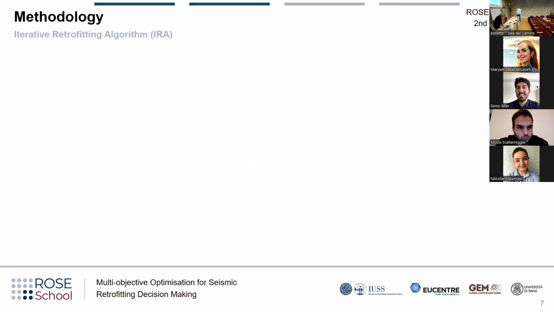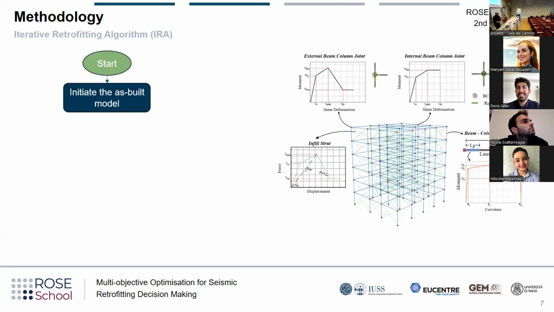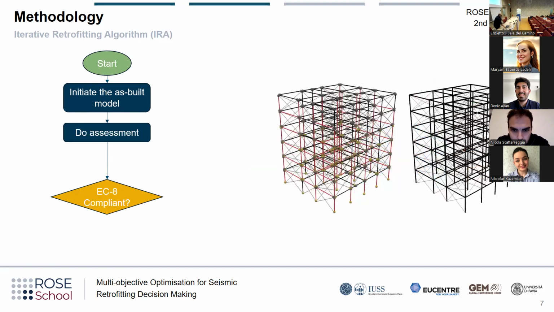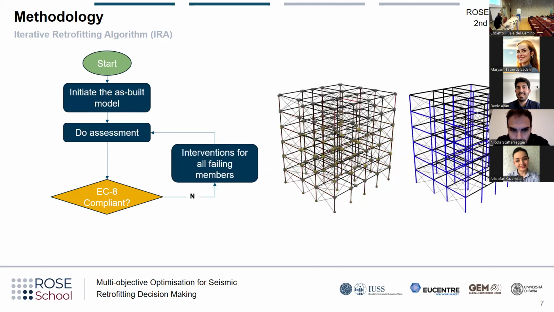So to do that, we went back to the engineering practice and thought how an engineer will behave when they are trying to retrofit a building. The most straightforward way will be the iterative retrofitting algorithm, which starts with the initiation of the model, checking the model, and doing the assessment. If we find failing members, retrofit all of them, do the assessment again, check it again, and loop until you reach the end. You have the retrofitted building, which is code compliant, but this whole procedure is deterministic.